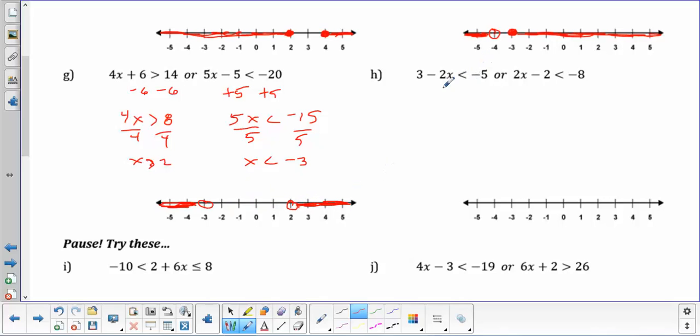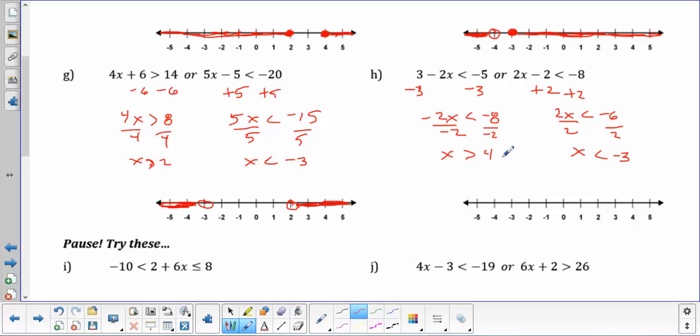Last one. 3 minus 2x is less than negative 5. Let's get this 3 out of the way first. Okay. When we drop this down, don't forget to include the negative with that 2. Okay, and then we're going to end up with negative 8. Dividing by this negative is going to turn this sign around, so we no longer have less than. It is now greater than 4. That guy's done. Over here, add the 2. 2x is less than negative 6. Divide by 2. X is less than negative 3.